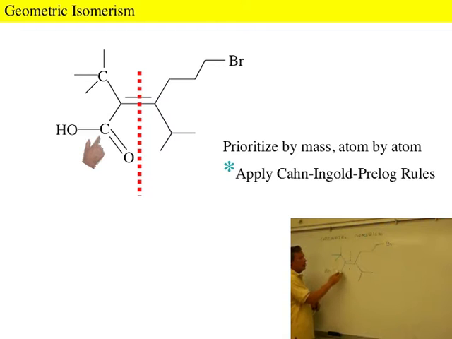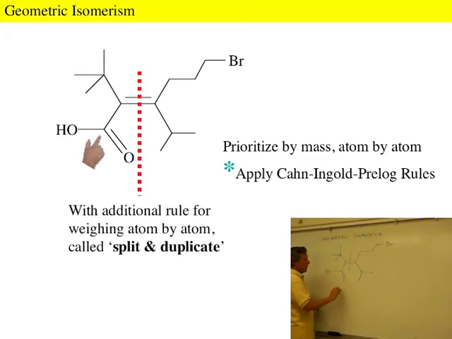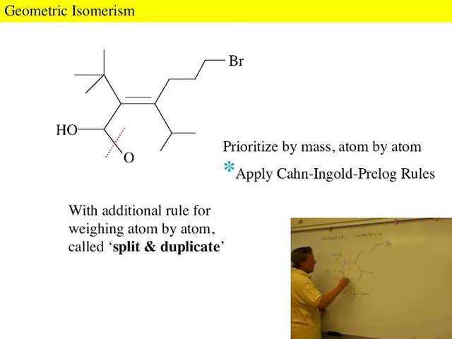And with a double bond, we have to come up with a new rule called split and duplicate. So in actuality, the rule would say that this carbon appears to have another oxygen attached, and this oxygen would have a carbon attached to it. Thus, this carbon looks like it has 1, 2, 3 oxygens attached, unlike this carbon that only has 3 carbons attached. Thus, this half of the molecule weighs more.